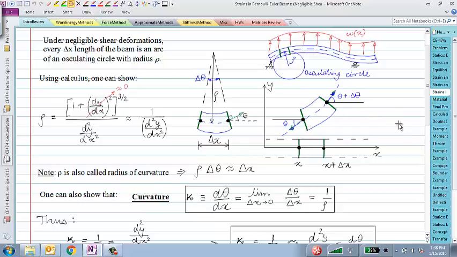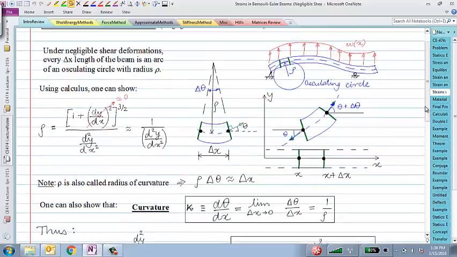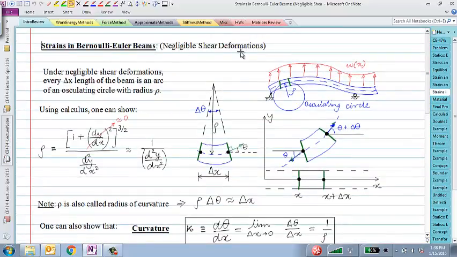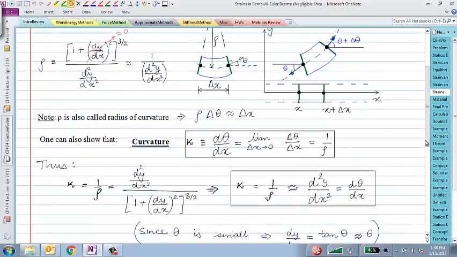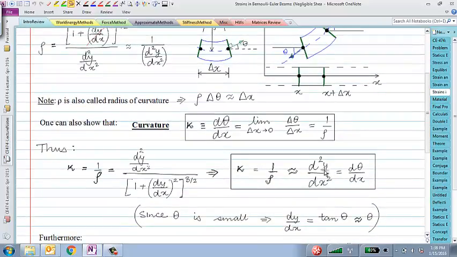I also pointed out last time that for beams that have negligible shear deformations, this d theta over dx happens to be just the second derivative of the displacement. If you have a beam that maybe displaces like that, then you know y as a function of x, that's the displacement of the beam along its axis. So if you take the second derivative, d squared y over dx squared, that happens to be curvature for beams that have negligible shear deformation.